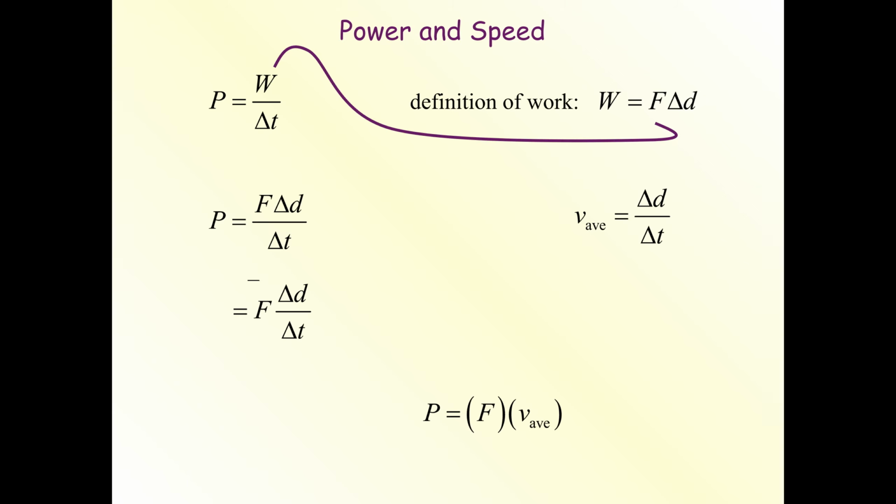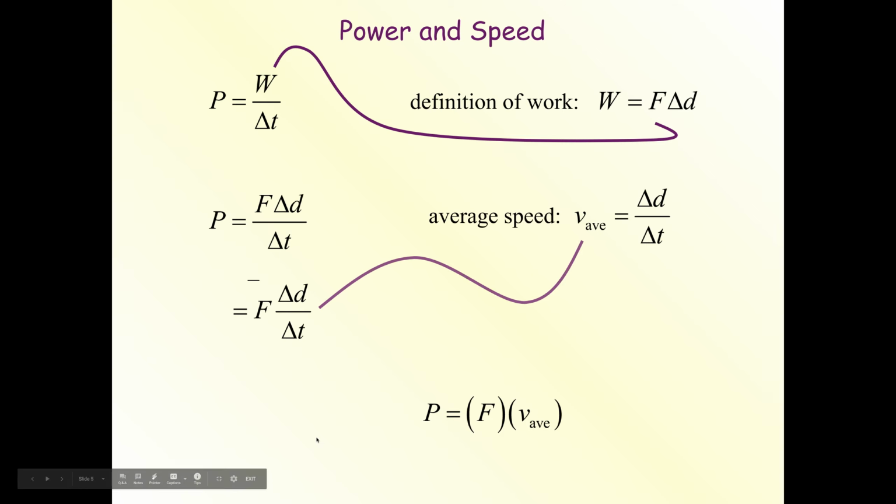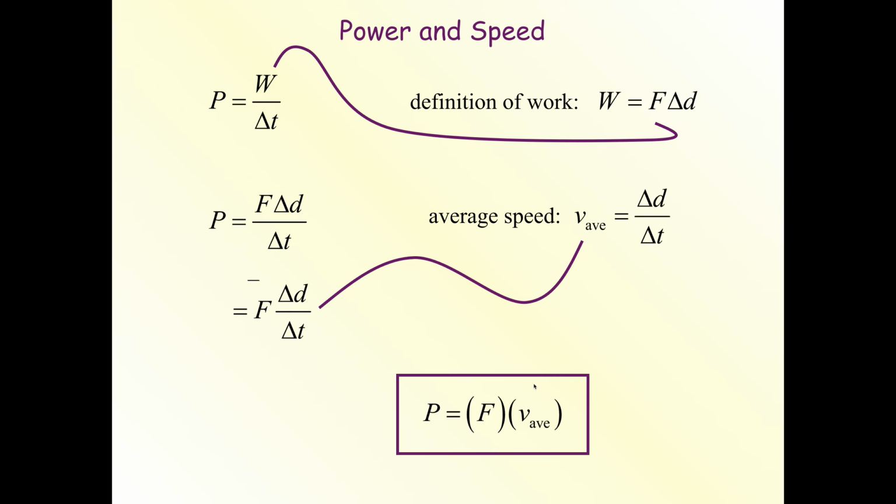Power equals work over time, which we talked about. Again, the definition of work is force times distance. So that means we can have power equal to force times distance divided by time. Our average velocity is change in distance over change in time, so we can substitute v average into this formula. We finish with power equals force times velocity, or average speed.